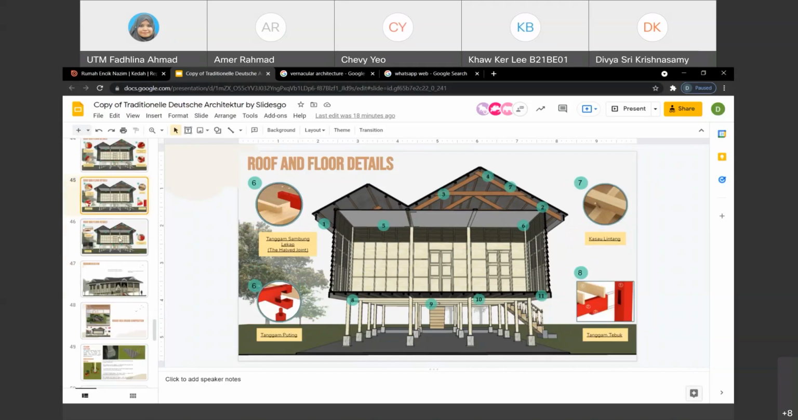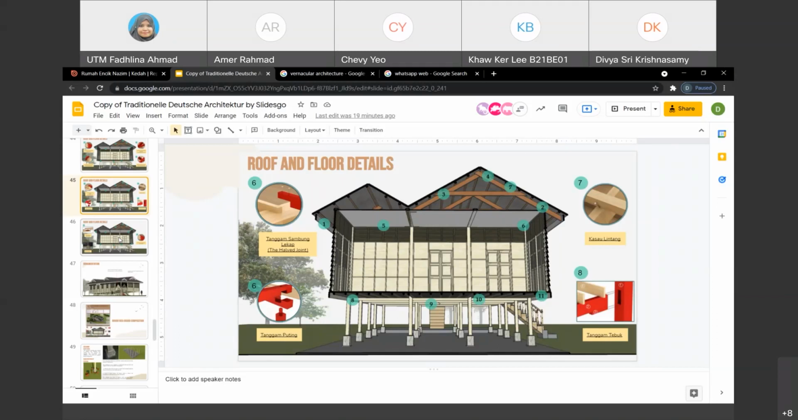So number 6 here, tanggam sambung lekap, connecting between sub beam and beam. Actually, tanggam sambung lekap is number 5. Sorry. Then number 6, tanggam puting, tie beam. Common tanggam. Number 5, tanggam sambung lekap, is number 5.